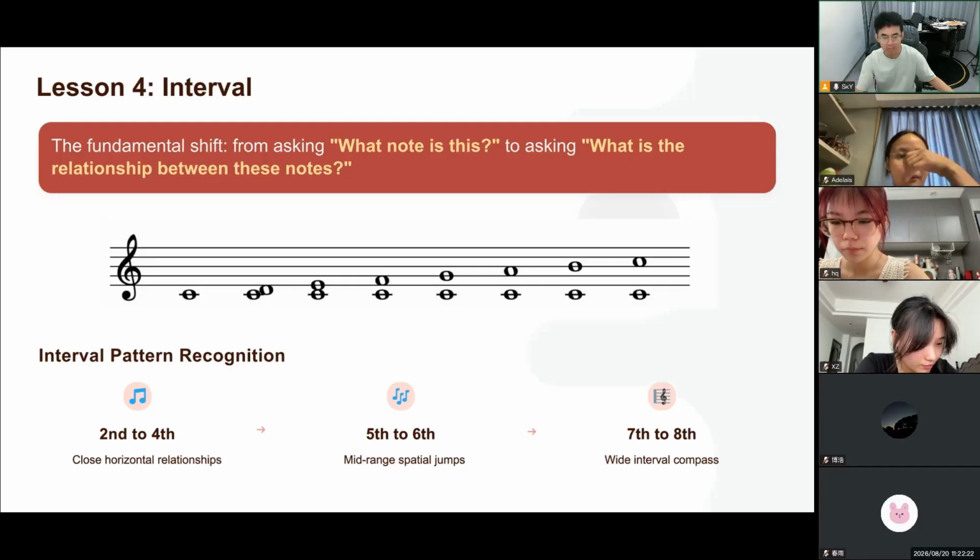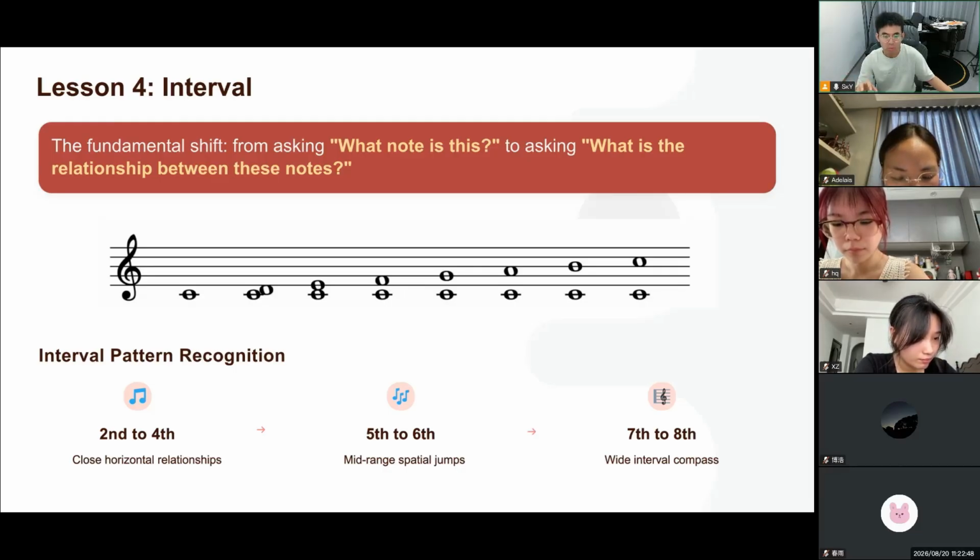So in this lesson, I want students to build a new way of reading. Don't just focus on individual notes. Instead, focus on the distance relationship between notes. At the start of the class, I first explain to students an interval is the distance between two notes. On the staff, this distance has a very clear visual pattern.